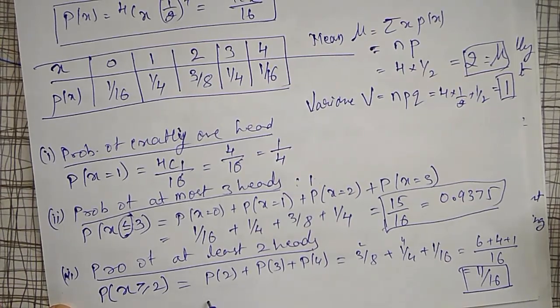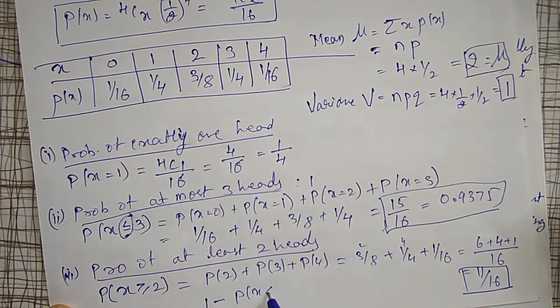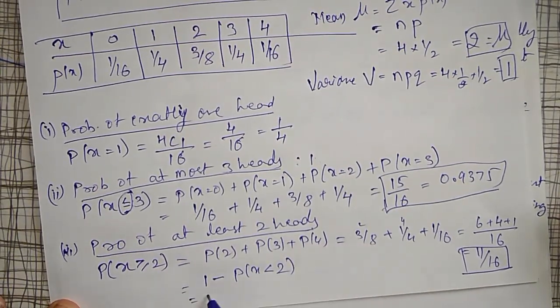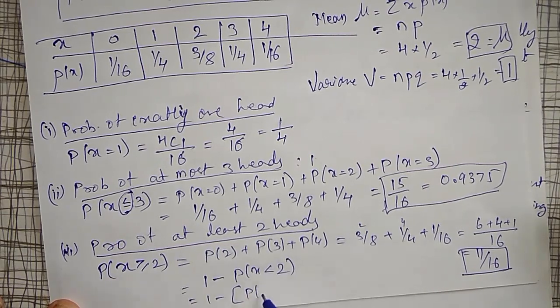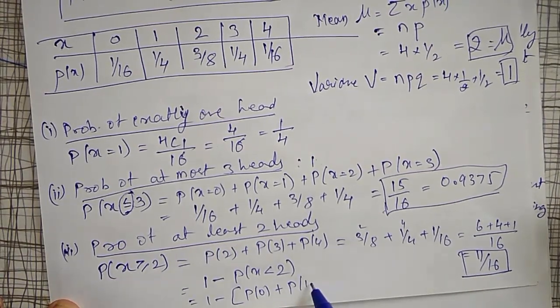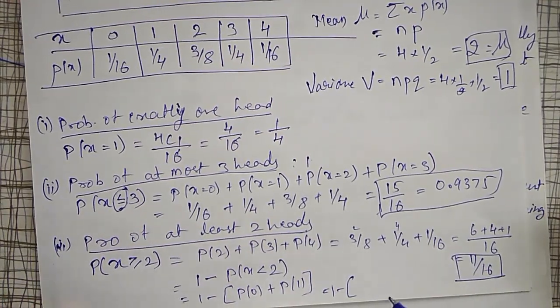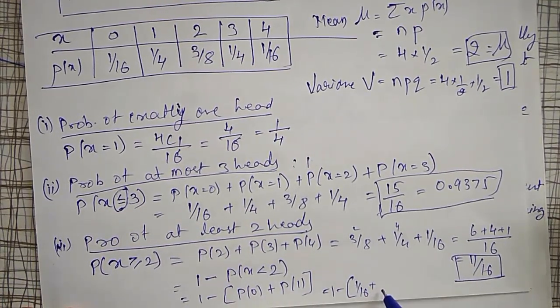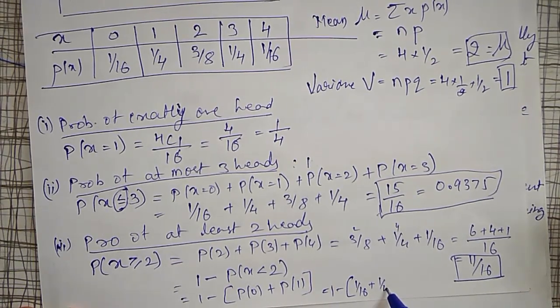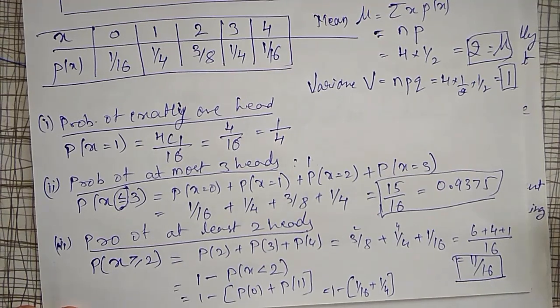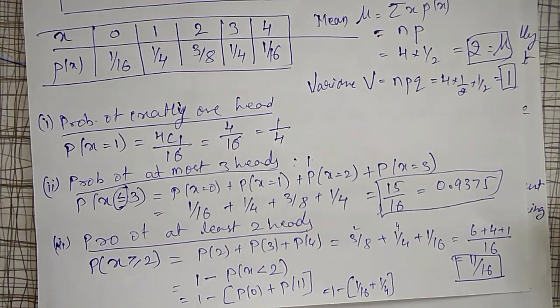Or even you can find this as 1 minus probability of x less than 2. Less than 2 is probability of 0 plus probability of 1, which is equal to 1 minus, probability of 0 is 1 by 16 plus probability of 1 is 1 by 4. If you simplify this, then also you are going to get 11 by 16. This is how to use the binomial distribution to solve such problems.